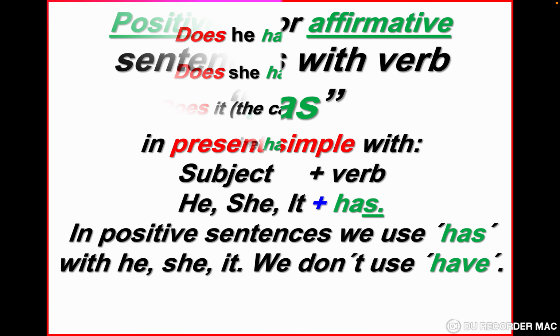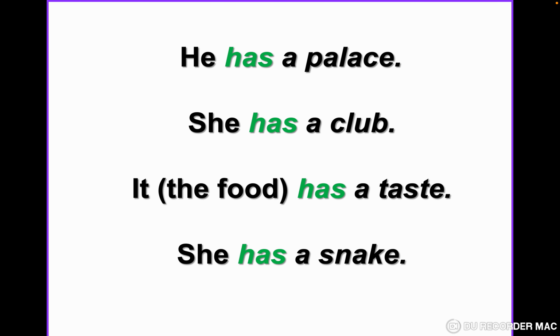Let's continue. Positive. He has a palace. Students say "palace." It's not palace. Palace. Palace is where the king lives. He has a palace. She has a club. Repeat after me. She has a club. It, the food, has a taste. It has a taste. She has a snake. So this is positive. We are going to see the negative and the question form.